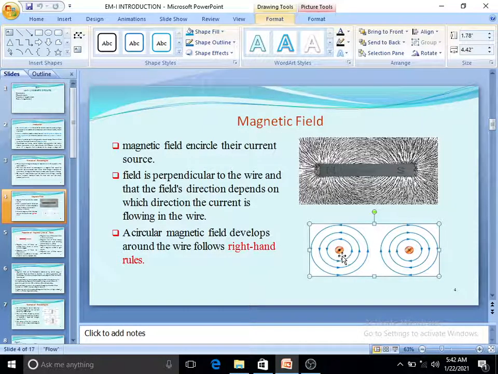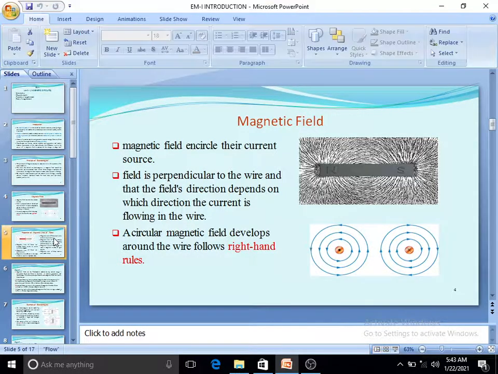Dot indicates the current direction towards the observer, cross indicates the current direction away from the observer. If it is towards the observer, then the magnetic field direction will always be anti-clockwise. If it is away, then the magnetic field direction is always clockwise. In this way we need to find the magnetic field direction by using the right hand thumb rule. And remember one more point, the magnetic flux always travels from north pole to south pole, outside of the magnet. On the inner side, from south pole to north pole. Okay, so move to the next slide.